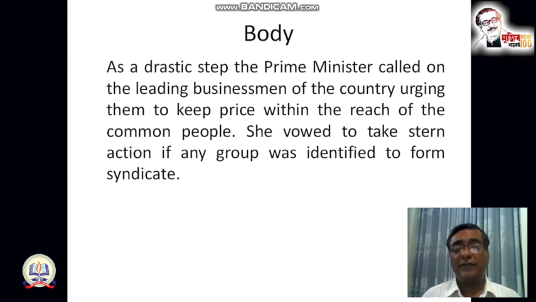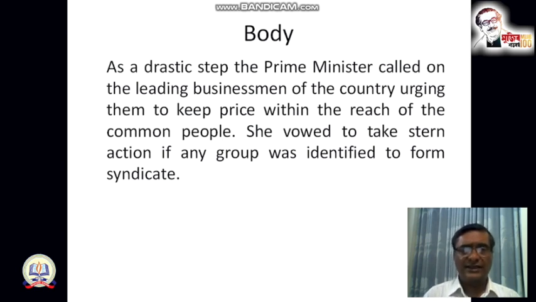As I mentioned earlier, we don't need any concluding sentence in any kind of report, but there is a technique to conclude it. As a drastic step, the Prime Minister called on the leading businessmen. Since we are facing a problem with price hike, who will take the initiative? Definitely the Honorable Prime Minister, and naturally, she has also taken the initiative. So this is how you can conclude the report.